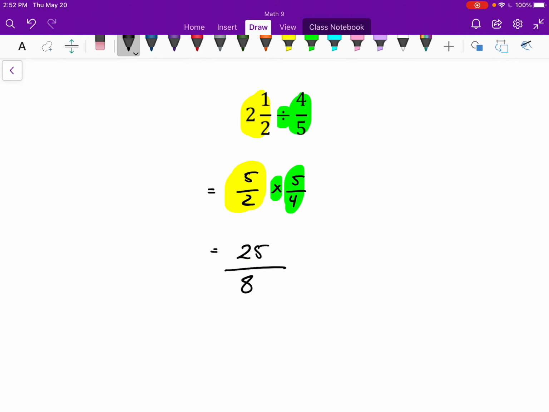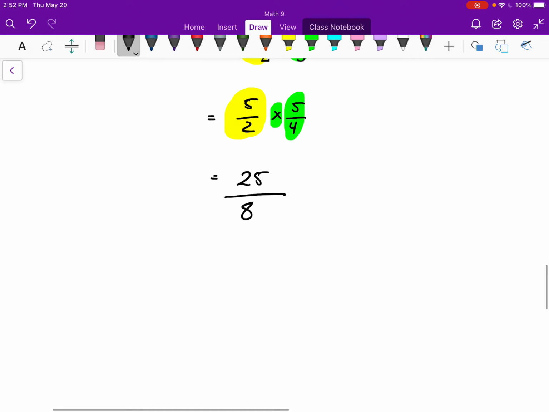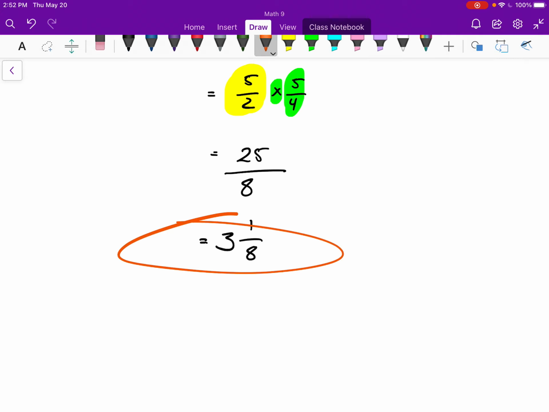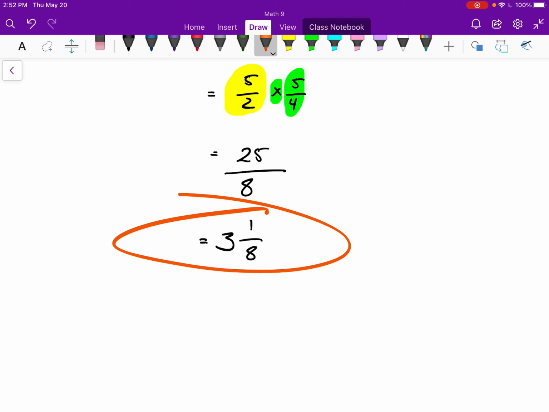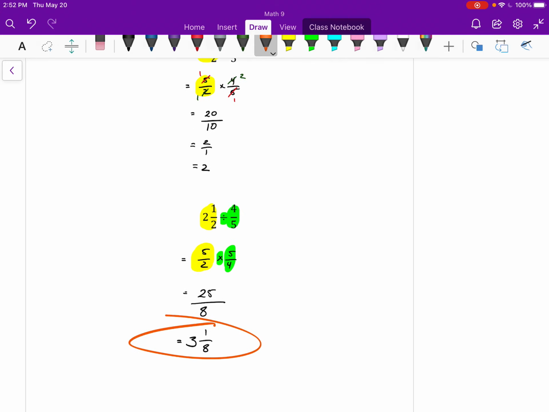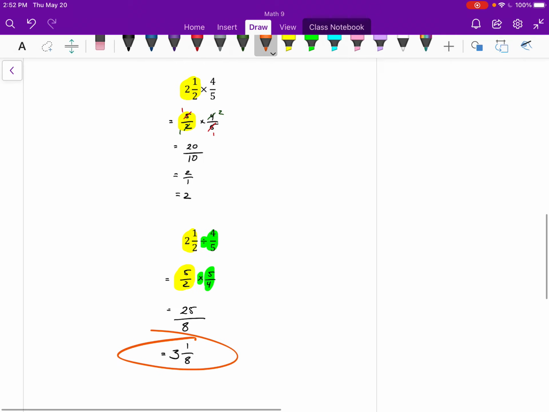times 4, which is 8, which is a great answer as an improper fraction, but I want to change it to a mixed number. 8 goes into 25 3 whole times, because 8 times 3 is 24, and there's only 1/8 left. And there's the answer we want to have. All right, so keep in mind, again, lots of options, but in general, multiplying and dividing, the actual calculations tend to be a little bit easier than adding or subtracting.